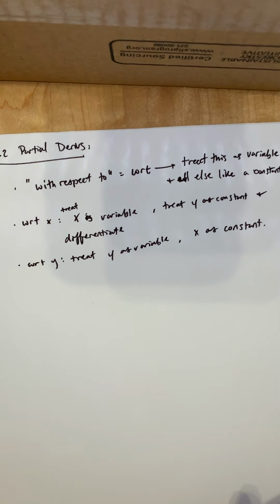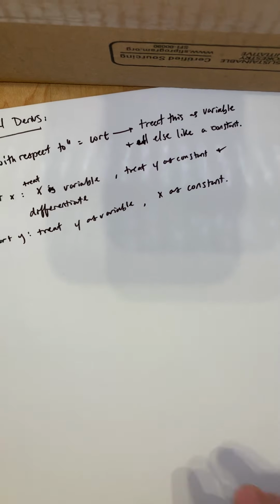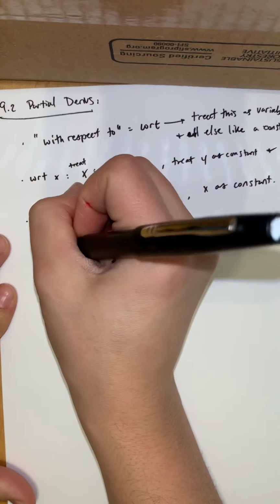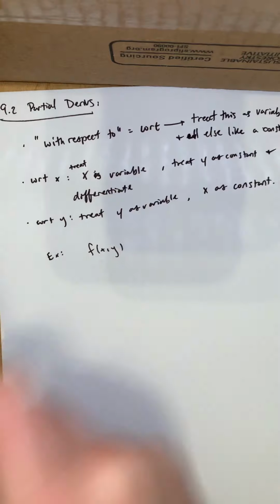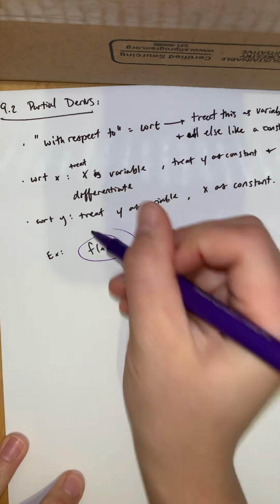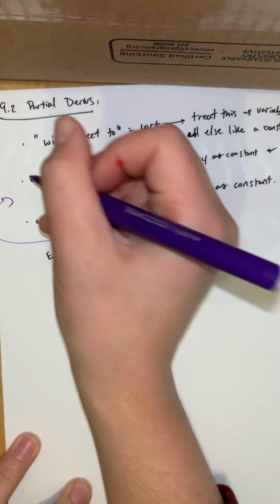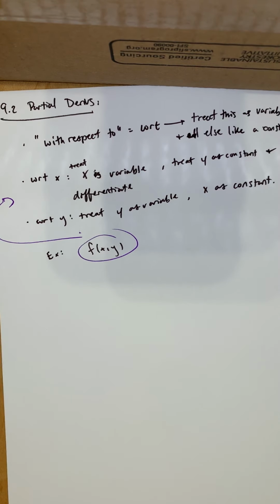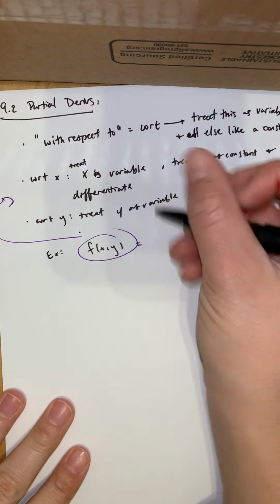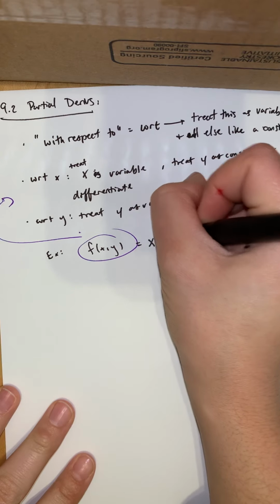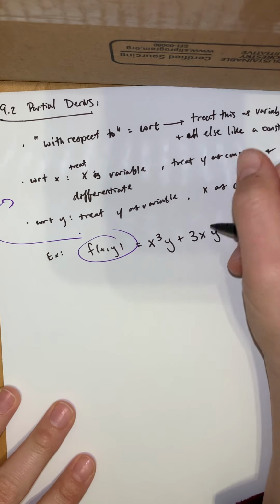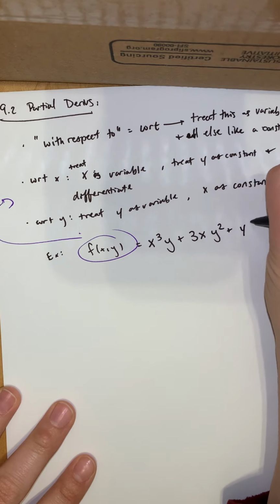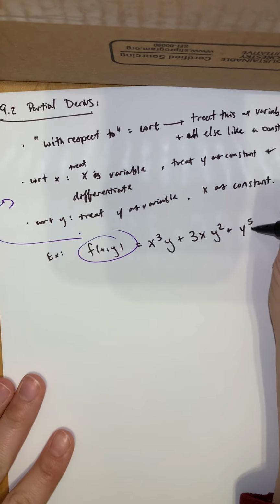And then we saw that we could do some higher order things. I guess a quick example of this would be if I had some function f of x comma y. Notice this notation clues us into the fact that we're in 9.2. Let's say that I have f of x comma y equals x cubed y plus 3x y squared plus y to the 5th, or something like that, plus 13. Why not?